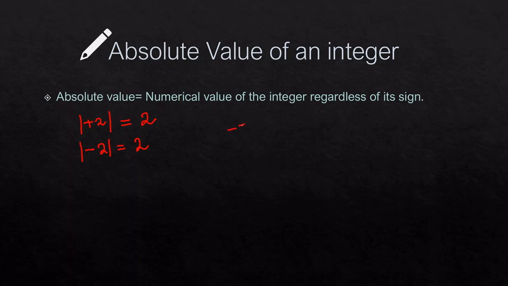It's like that. The absolute value of minus 5 is 5, the absolute value of minus 7 is 7, whereas the absolute value of plus 8 is 8, and the absolute value of plus 10 is 10.